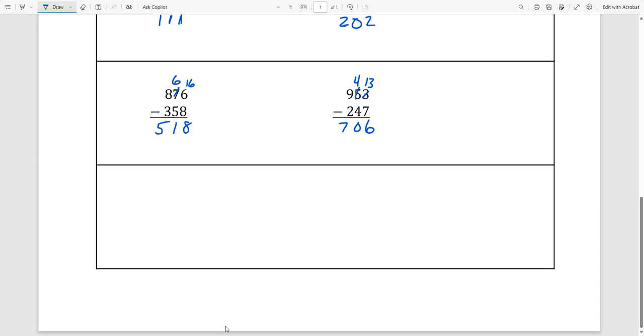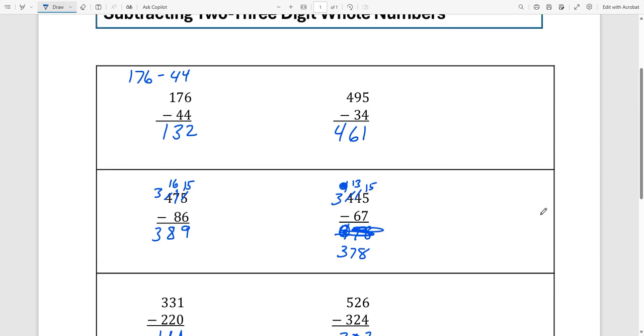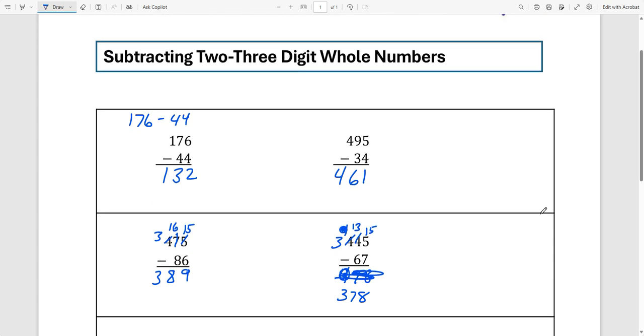That's how we subtract our whole numbers, and this was just 2 and 3 digits, and that's the same process if it was 5 and 6 digits or however many digits you may have. Just follow that process, can't go wrong, you'll be okay.